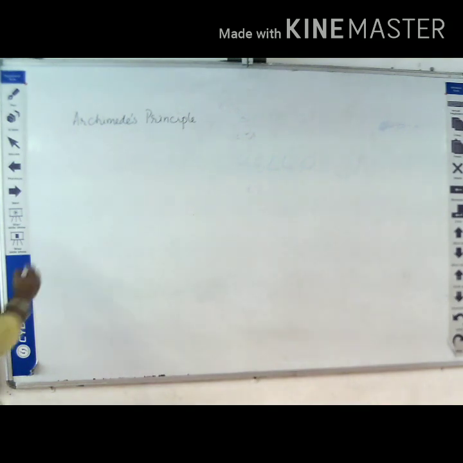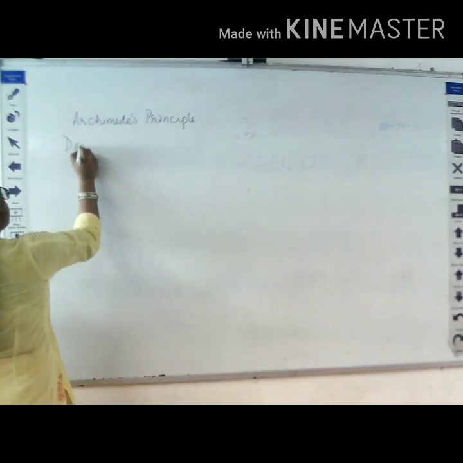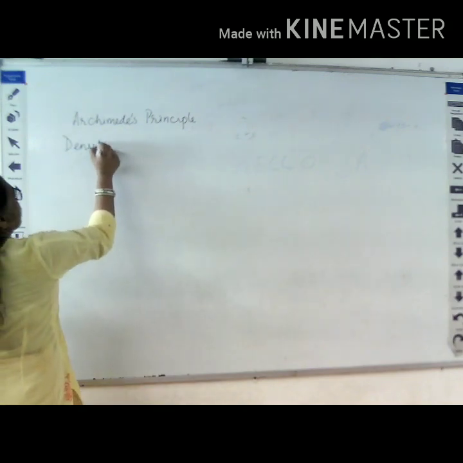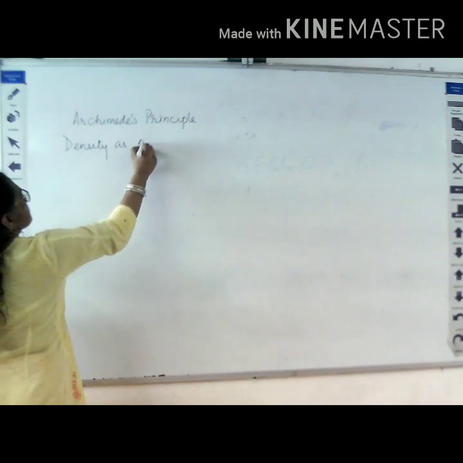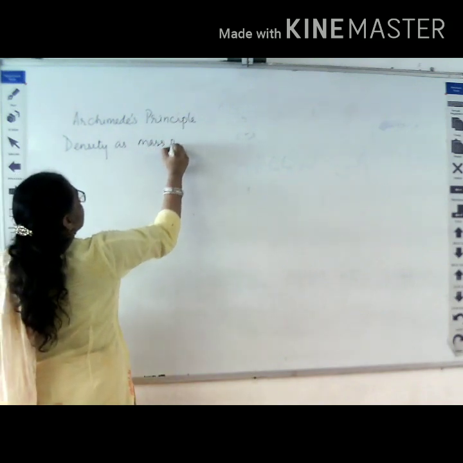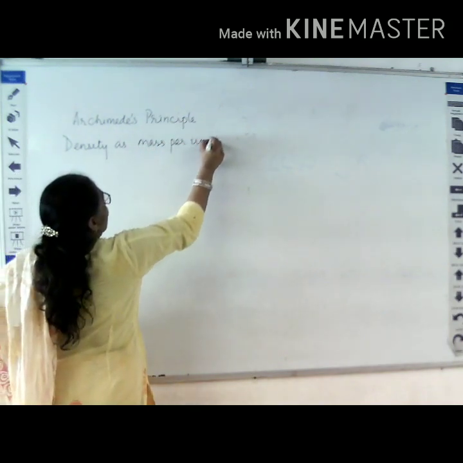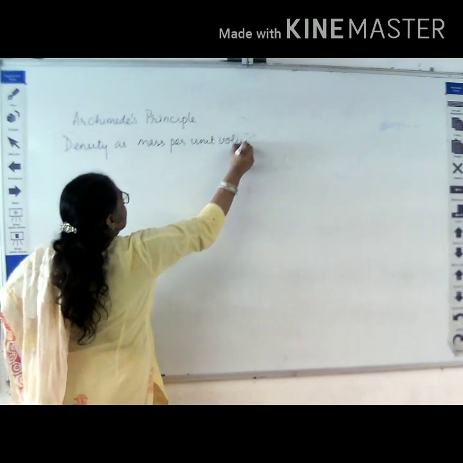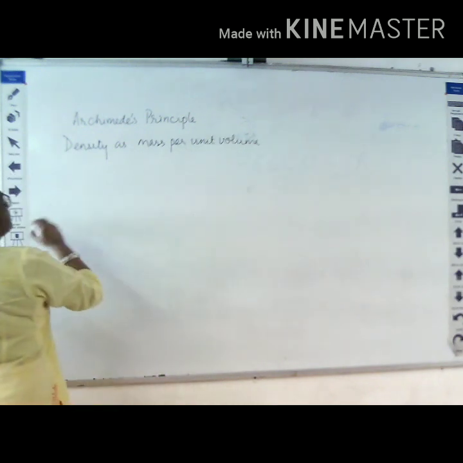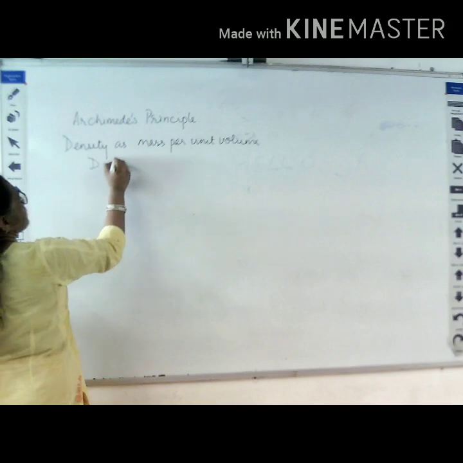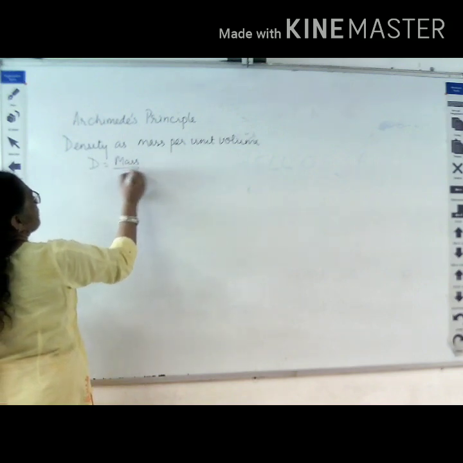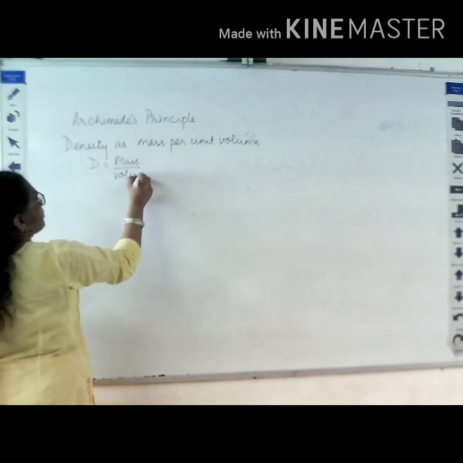You all very well know that density is defined as mass per unit volume. That means density is equivalent to mass upon volume.